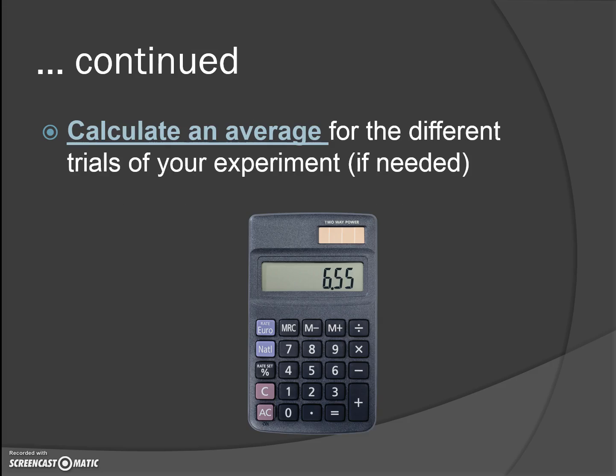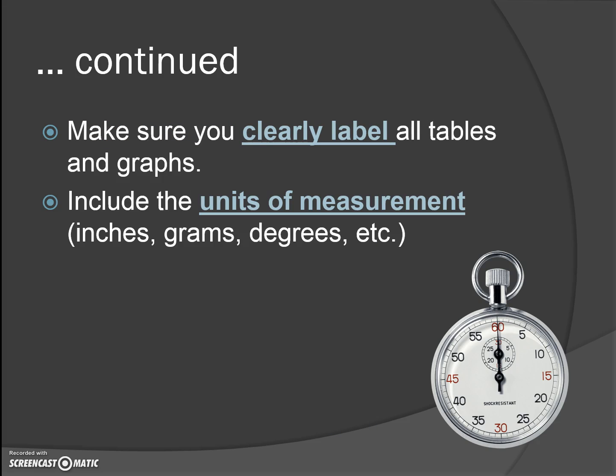Also, you need to calculate an average for the different trials of your experiment if needed. So hopefully you did your experiment more than once. And if you were coming up with numbers as your results, make sure that you calculate an average for that. So that means you're going to add up all of your trials and then divide by however many trials you did. You will be learning more about this in math class with the mean, median, and mode. Mean is your average. So if you know what mean means, hopefully that doesn't get you too confused, the mean is actually the average. Okay, so make sure you do that too.